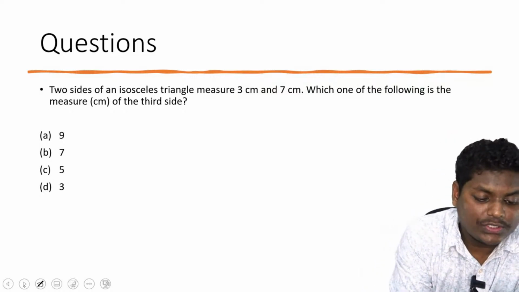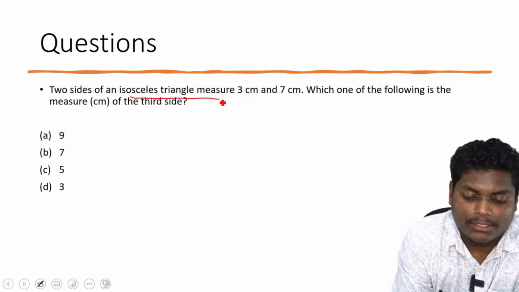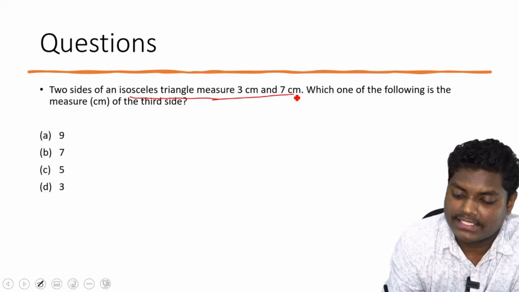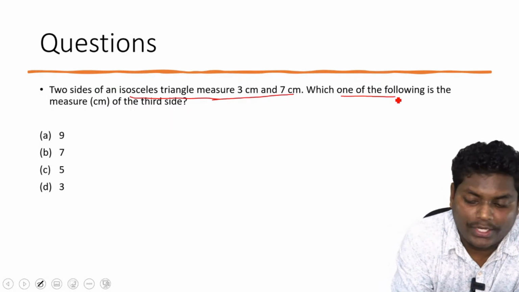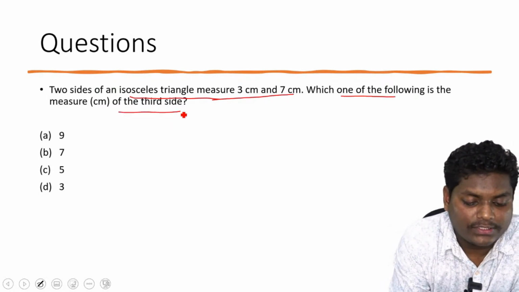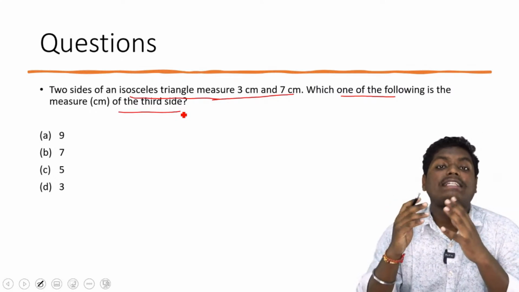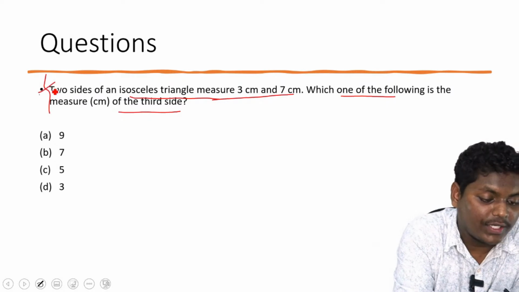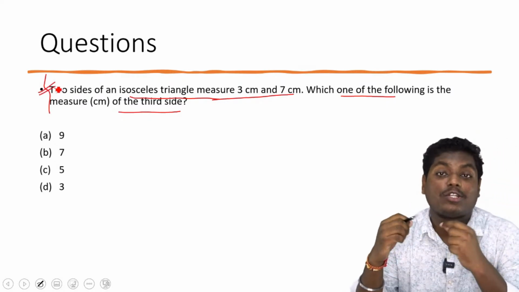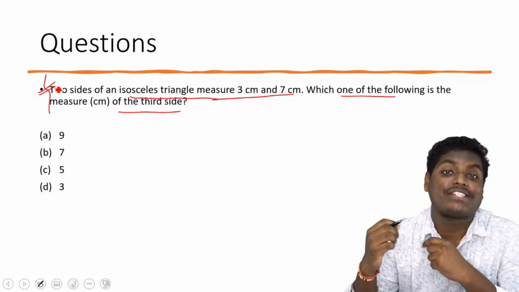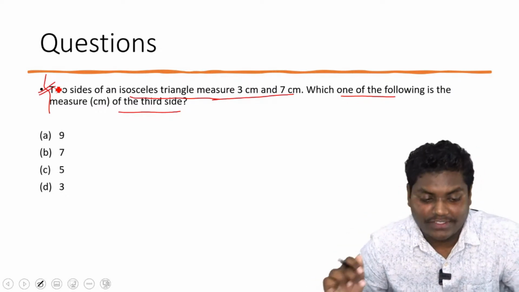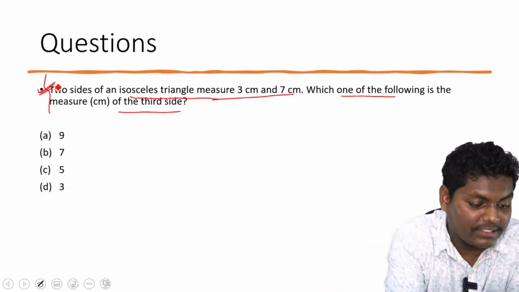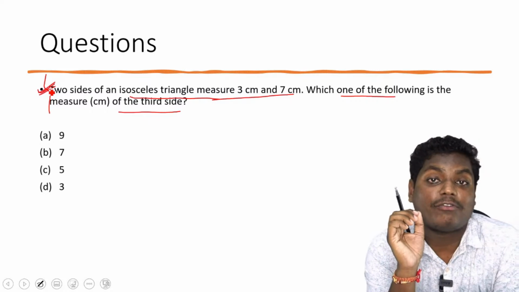Now, two sides of an isosceles triangle measure 3 centimeter and 7 centimeter. Which one of the following is the measure of the third side? So you need to say what is the size of the third side. This is a very good question. So again, we are trying to understand the concepts using these questions. Okay, try solving this question. This will clear a very fundamental basic of triangles.